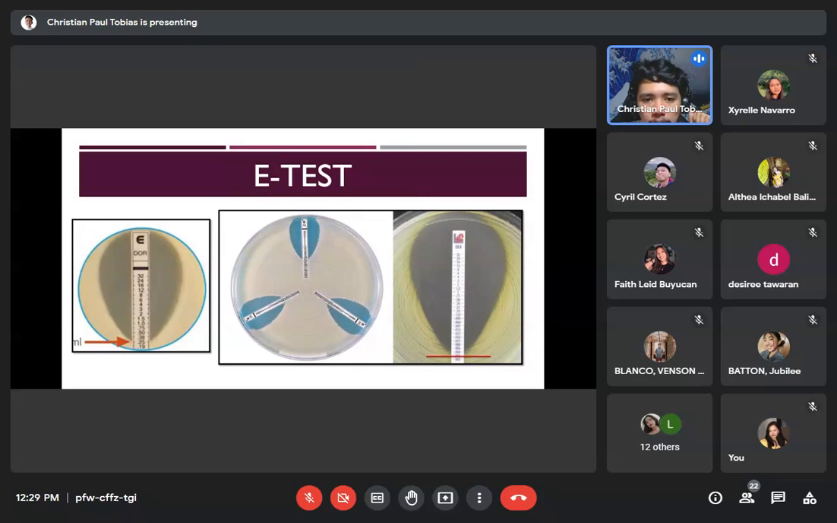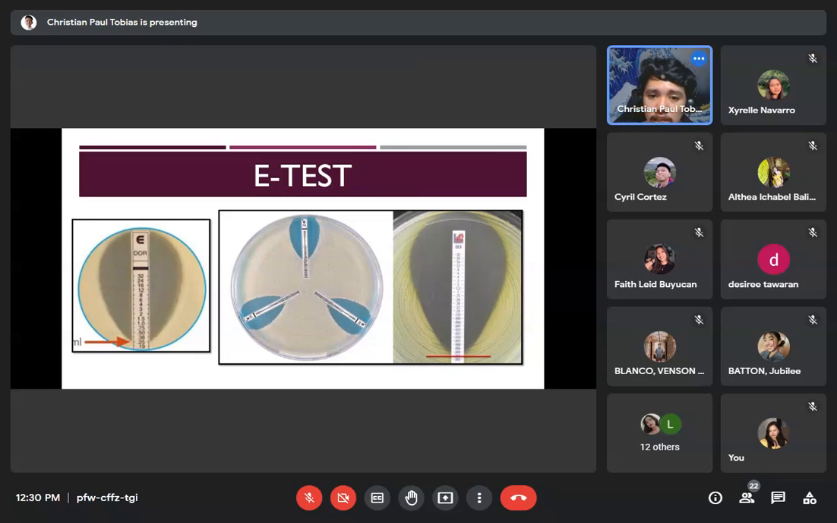So, let's take this for example, mas clear. So, i-test strip, parang kwan lang yan. Ay, wala pala yung arrow. So, this is the E-strip. Dito, yung pinakamataas na concentration of drug, then pababa, so very low. So, from 32, which is a very high concentration of drug, to 0.002, which is a very low concentration of drug.